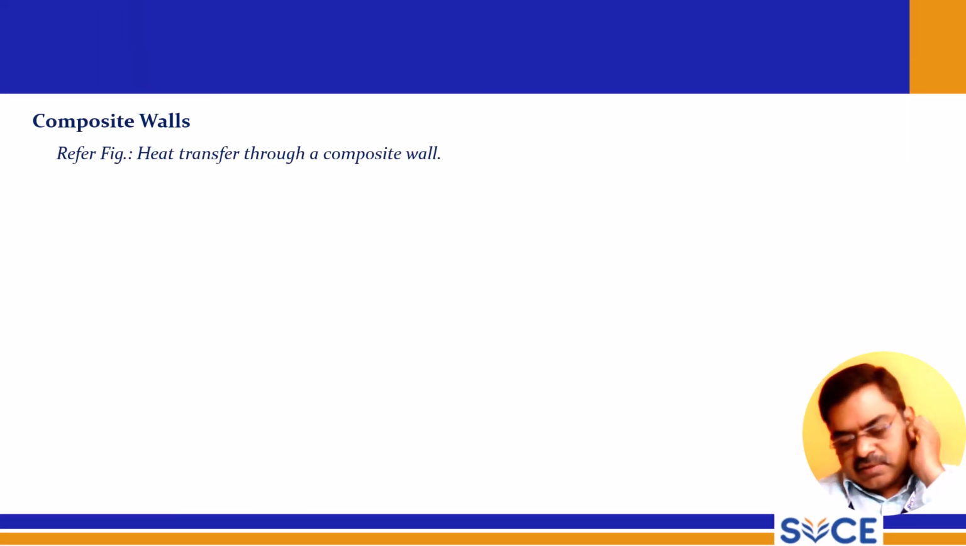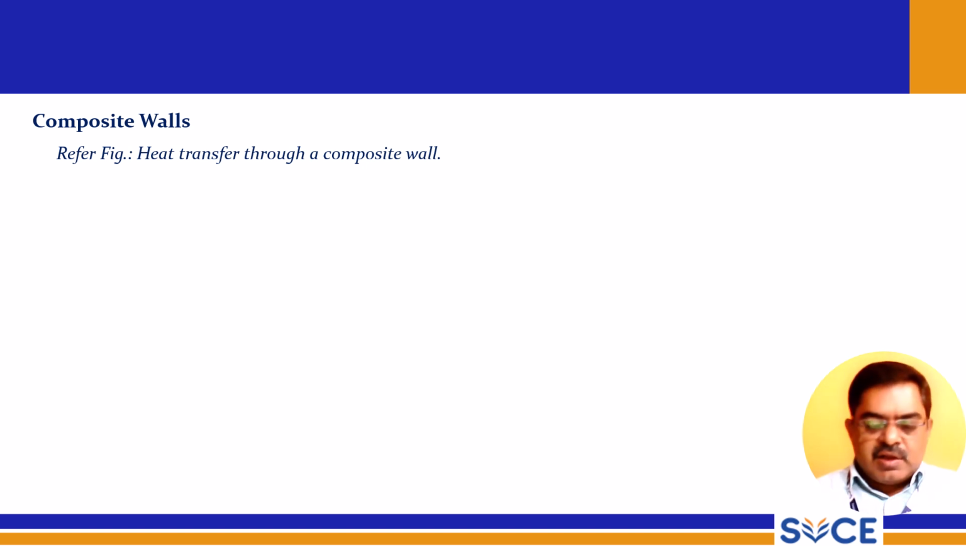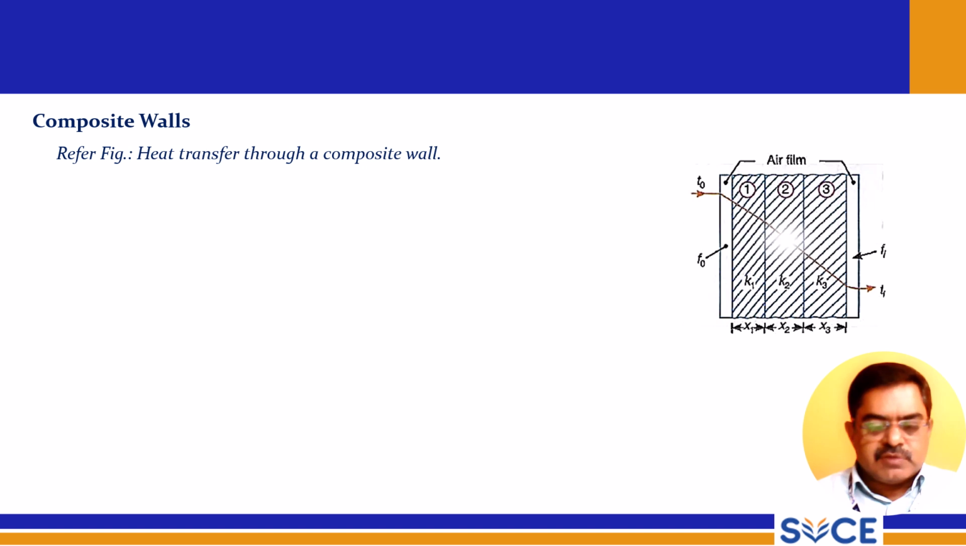Next, we have seen a single wall, and now we have composite walls. A composite wall is made up of different materials, like a concrete wall made up of one layer of concrete, that is cement mortar, and there will be bricks inside, and that also is a composite wall. Here is heat transfer through a composite wall, and you can see temperature and conductivity.